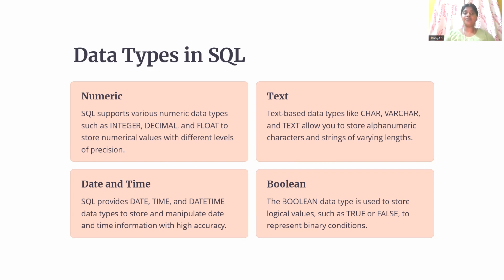Next is date and time. SQL provides date, time, and datetime data types to store and manipulate date and time information with high accuracy. Next is Boolean. The Boolean data type is used to store logical values such as true and false to represent binary conditions. These true and false values are given to NOT, OR, and AND gates. So you can represent any binary condition with this Boolean data type.